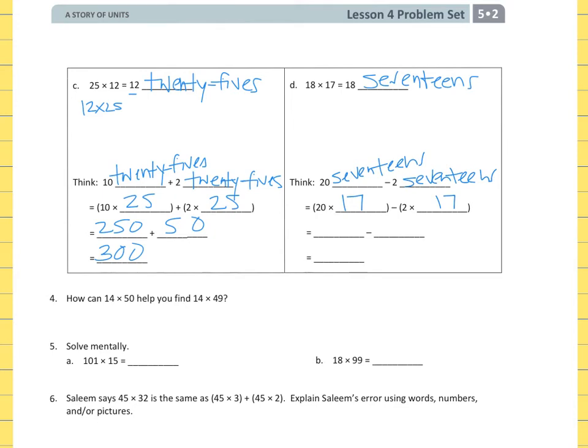All right, so think of 2 times 17. That would be like 17 plus 17. Hopefully you would know it's going to be 34. So you have 34, but you're doing 20 17s, so that's going to be 340. And you're going to take away 2 17s, or 2 times 17, which we already figured out was 34.